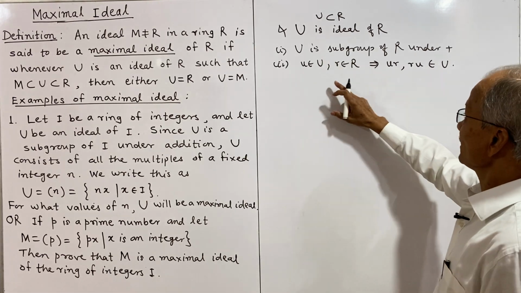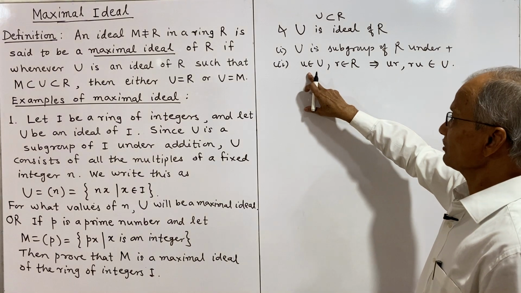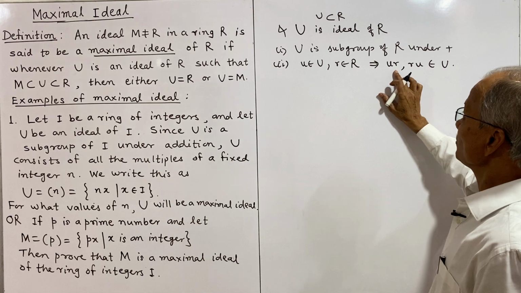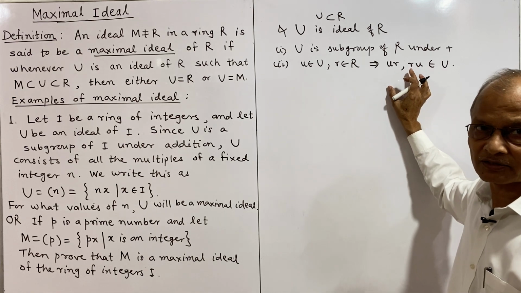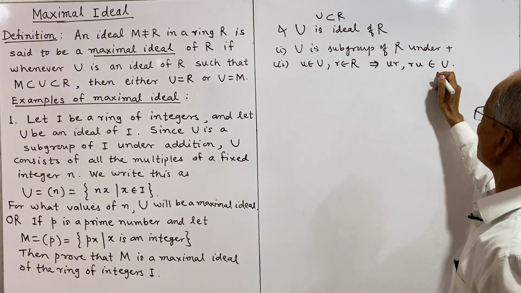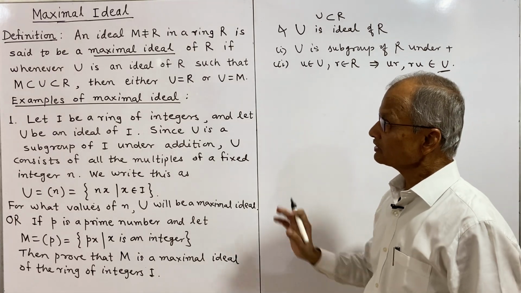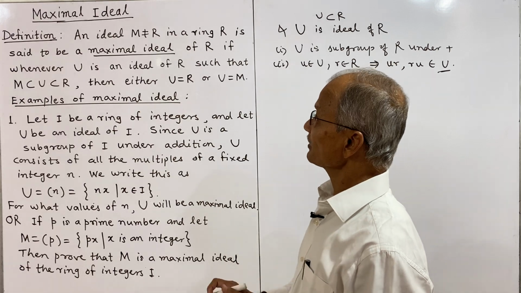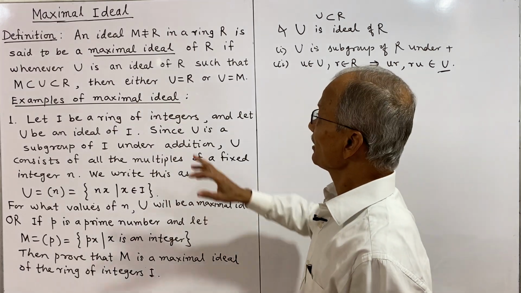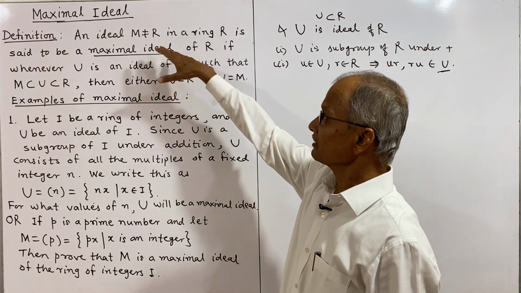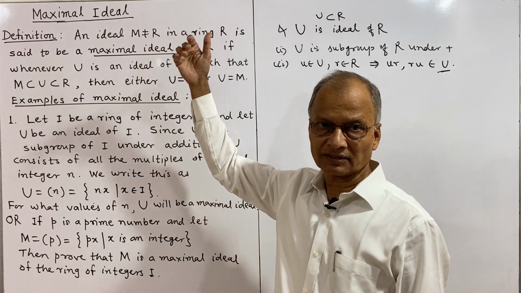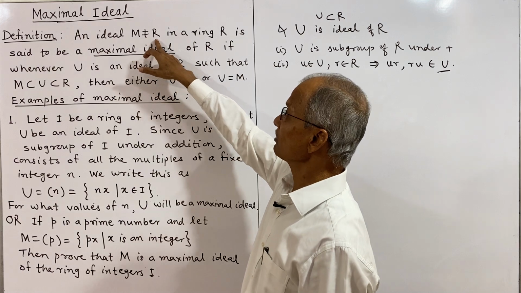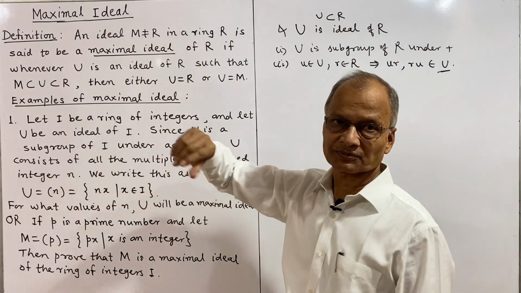U is a subgroup under addition, and for any element u in U, r in R, we must have u into r or r into u, that is two-sided ideal, must be in U. And now we shall see what is the definition of maximal ideal. An ideal M not equal to R in a ring, because R itself is an ideal of R, that is improper ideal, and here we are considering M which is not equal to R. That means M must be a subset of R.